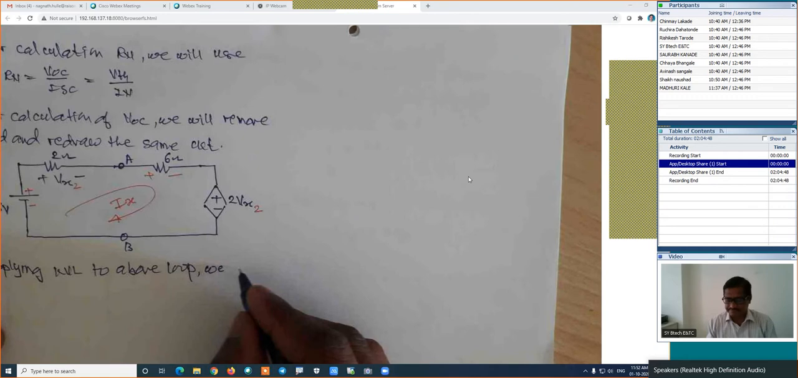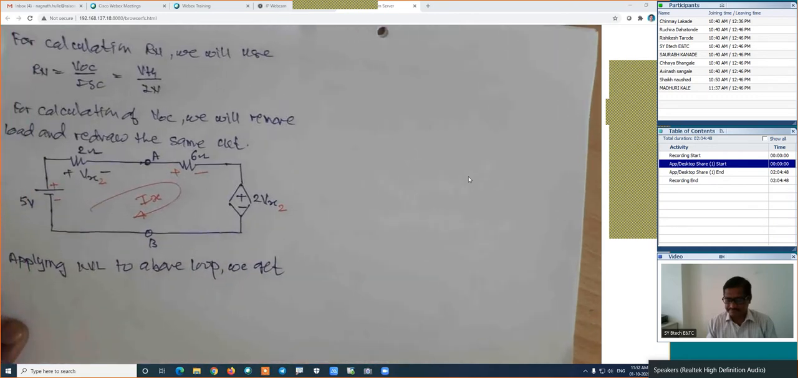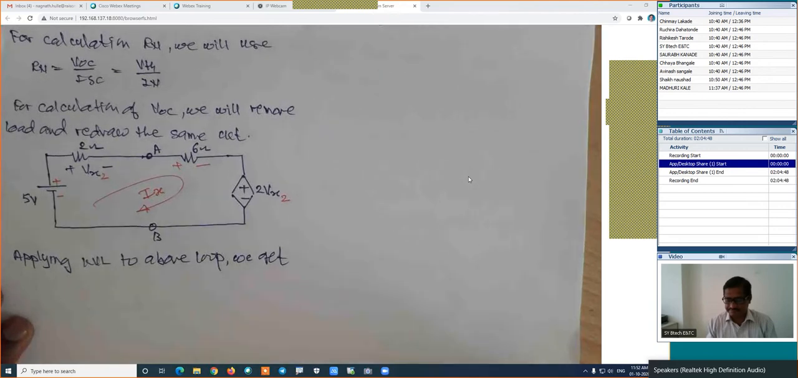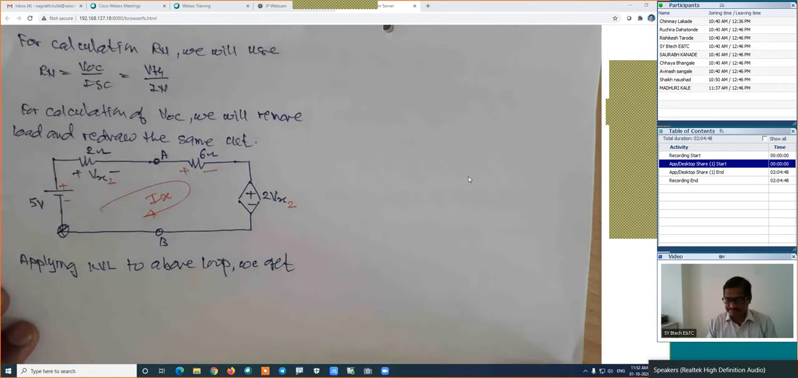We will apply the KVL to this loop. If we are applying the KVL to this loop, how will the equation be? We are starting from this point, in the clockwise direction.